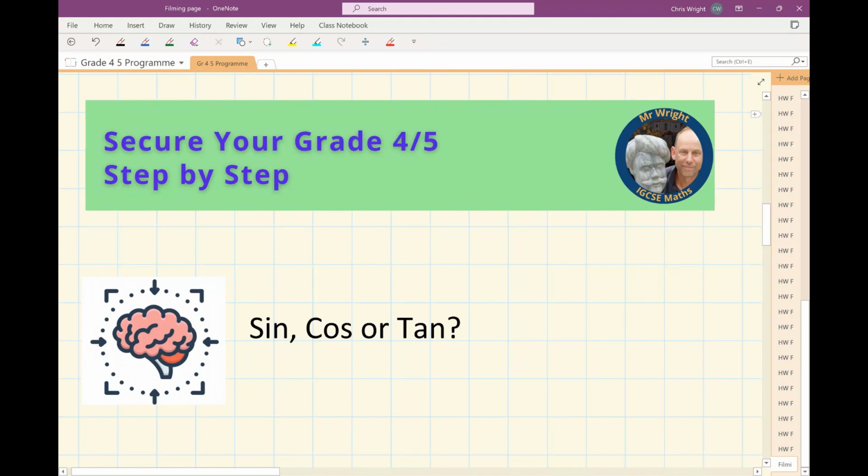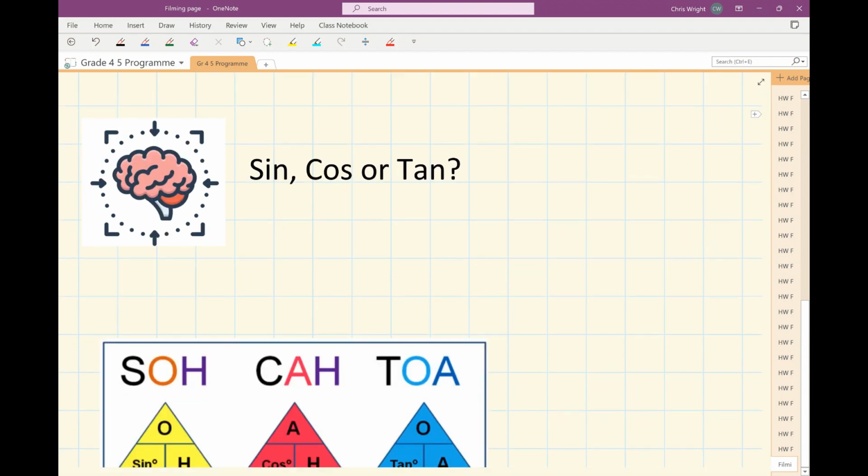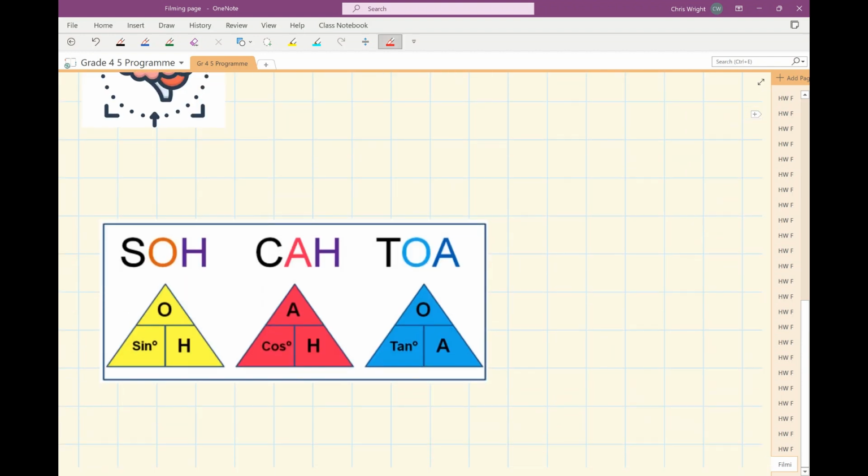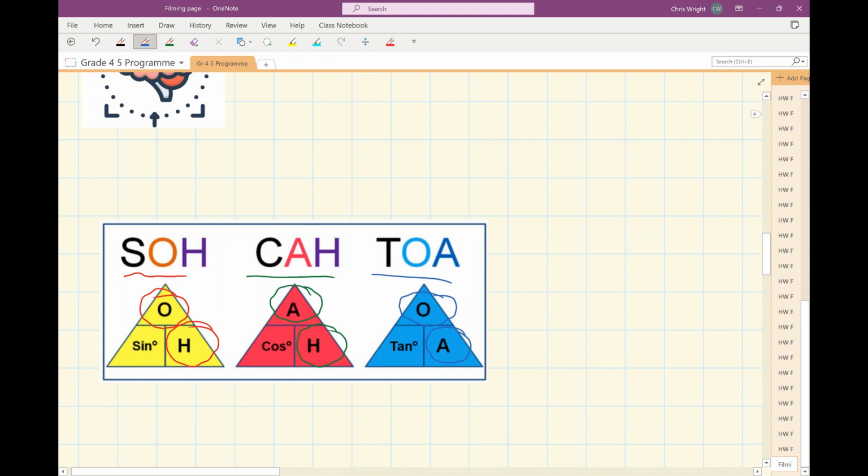In this film we're going to understand how you choose whether to use sine, cos or tan when you're solving a trigonometry question. Here are your formulas for sine, cos and tan. You've got SOH for sine, which involves the opposite and the hypotenuse. You've got CAH for cos, which involves the adjacent and the hypotenuse. And you've got TOA for tan, which involves the opposite and the adjacent. But the question is, how do we decide which one to use when we're solving a trigonometry question?